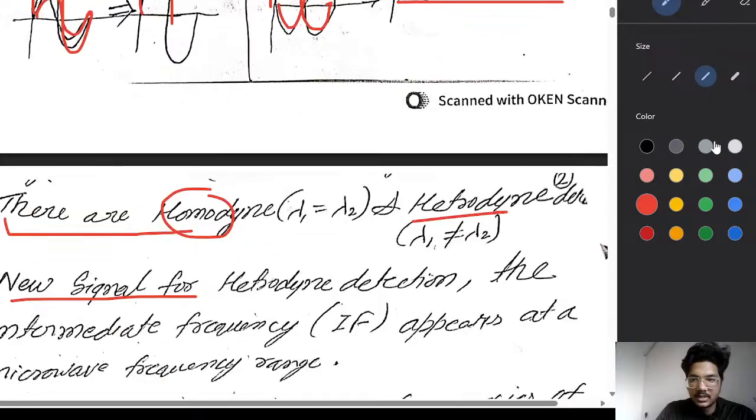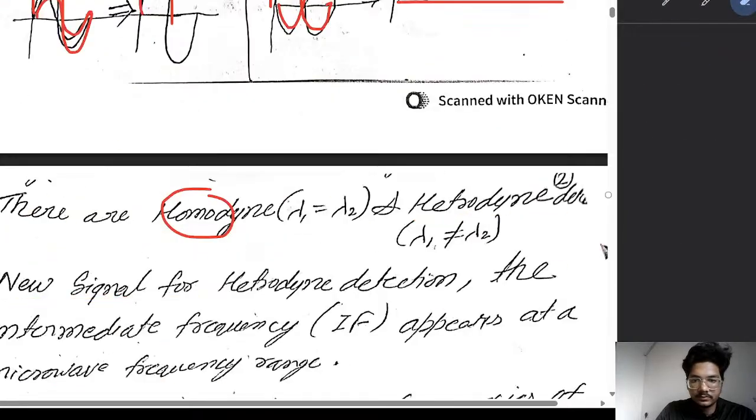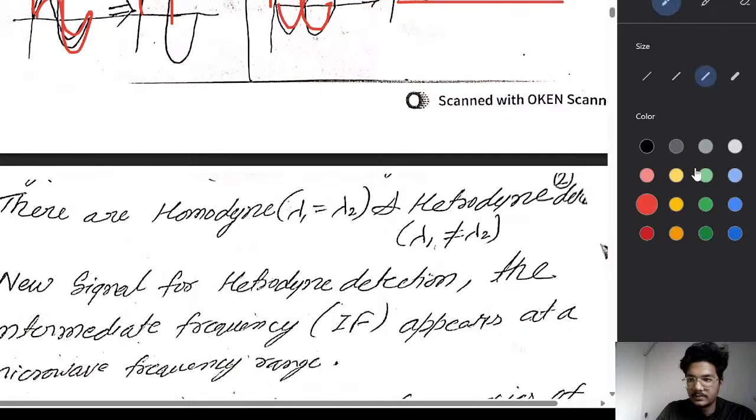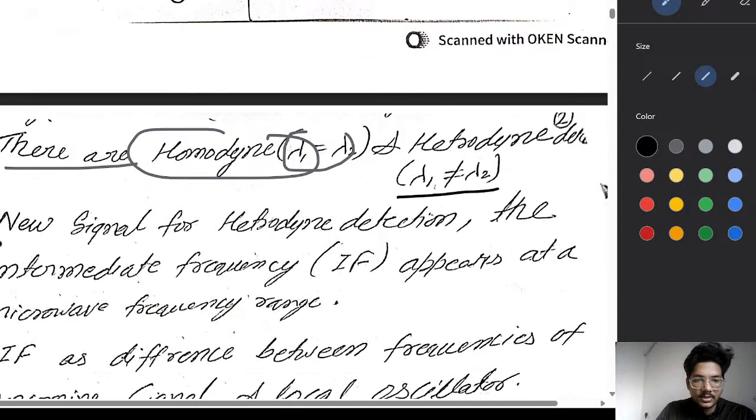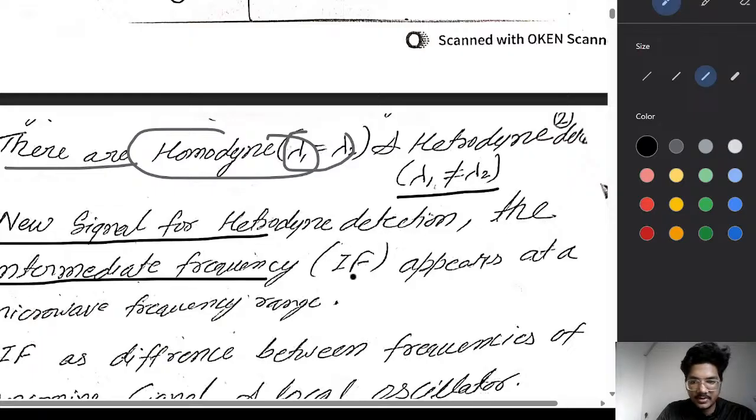So here we can see there are homodynes, in which lambda 1 equals lambda 2, and heterodynes, where lambda 1 and lambda 2 are not equal. The new signal for heterodyne detection is the intermediate frequency, which appears in the microwave frequency range. It produces an intermediate radio frequency.